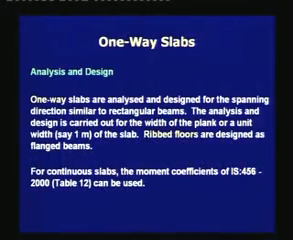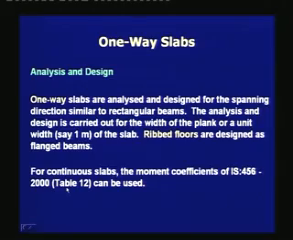The slabs are designed based on their width if it is a precast plank, or it will be designed for a unit width, say 1 meter, and the analysis and design procedure for one-way beams is applied for the one-way slabs. If the one-way slab is a ribbed floor, then we have to apply the analysis and design procedure for a flange section. For continuous slabs, the moment coefficients of IS 456-2000, which are given in Table 12, can be used.